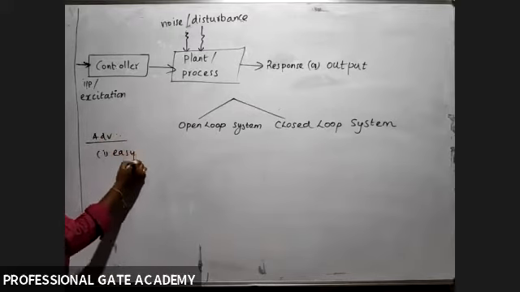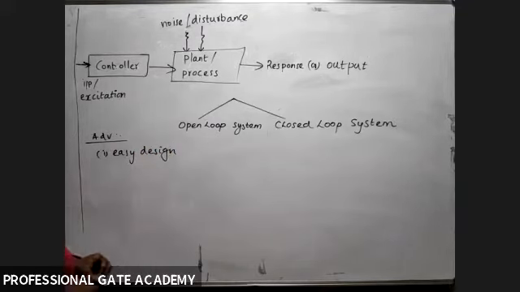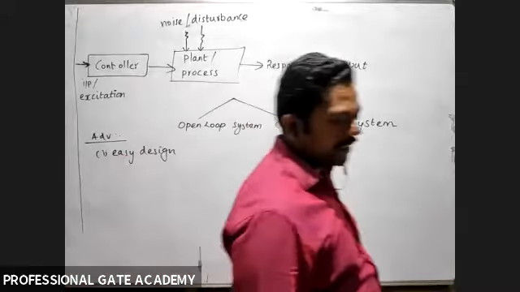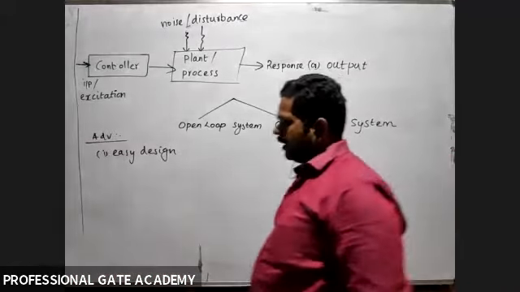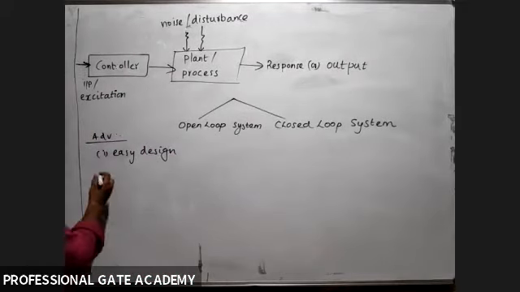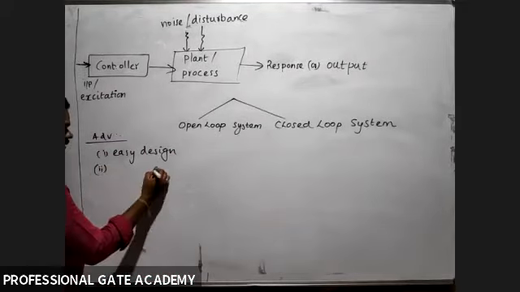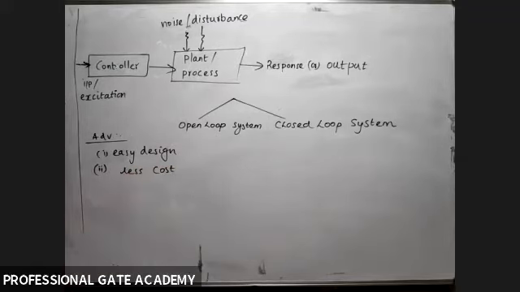First one, easy design or construction. This is the main advantage of open loop system: easiest and simple design. So if a design is simple, what about cost? Less cost. Simple design, simple construction, so less cost.